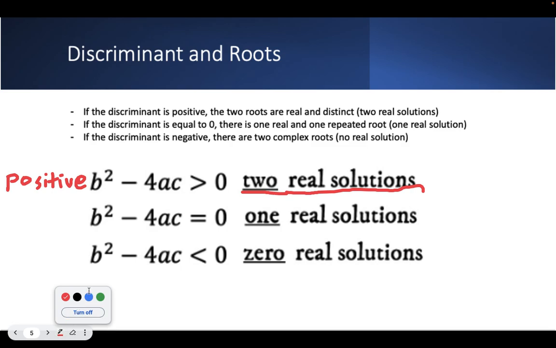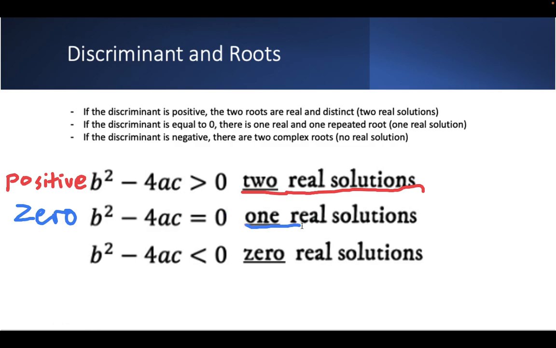If the discriminant is equal to 0, we get one real solution. And if the discriminant is negative, there are no real solutions. 0 real solutions, as we can see.